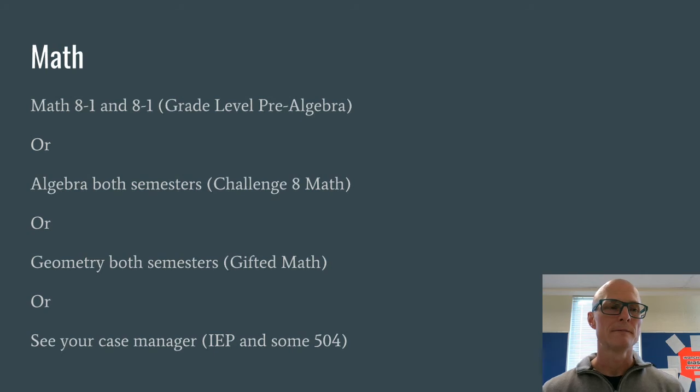Science, one of two choices. You're either taking grade level, so 8.1 and 8.2, both semesters, or advanced or challenge science 8.1 and 8.2, in which prerequisites we talked about: being a year ahead in math, my signature.